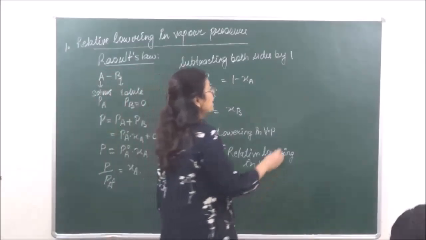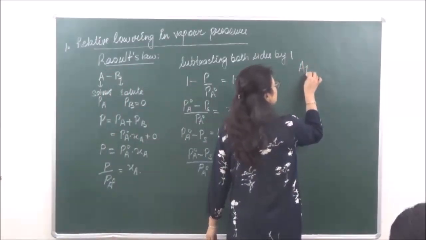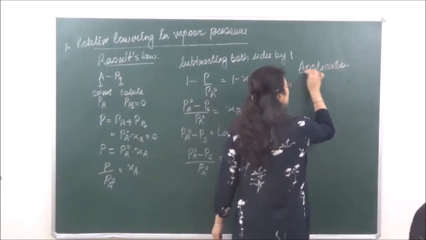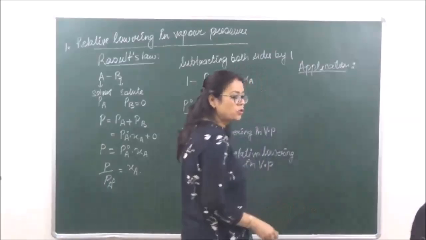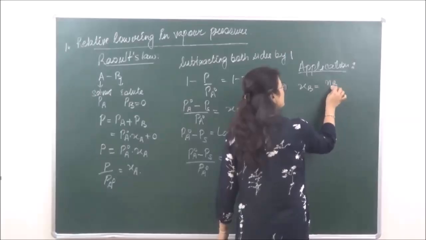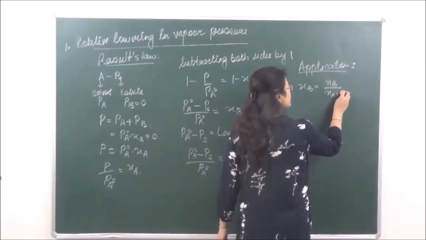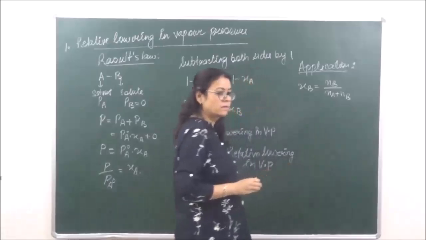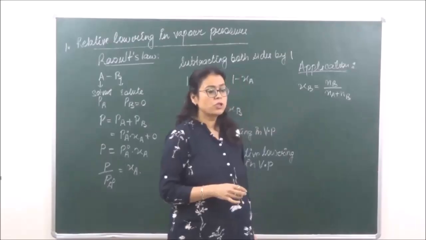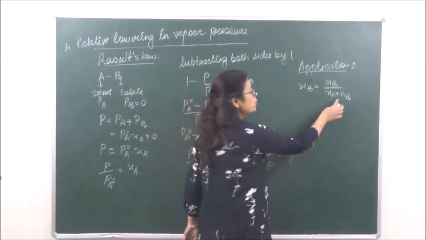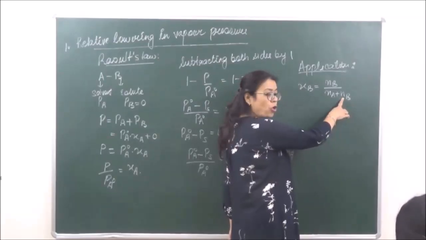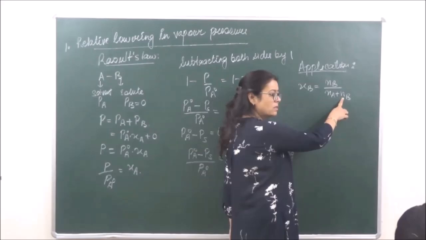Right? So what is its application? To calculate the molar mass of the solute, we know that XB is equal to what? NB upon NA plus NB. Okay, so over here, because we are considering that the solution is dilute, the value of NB is going to be very, very small, so we can ignore NB in the denominator, right?